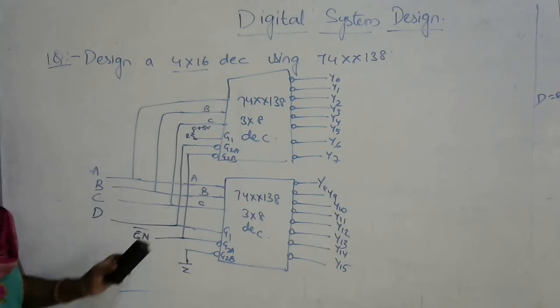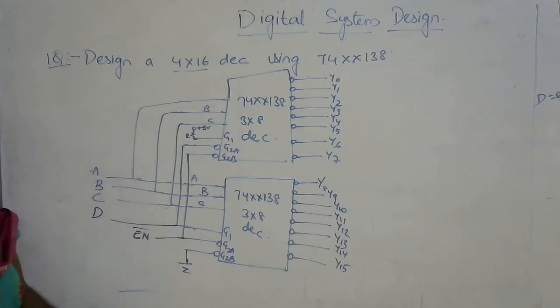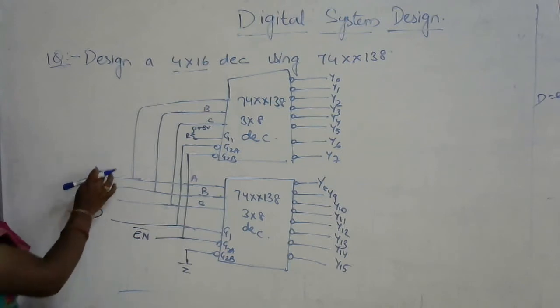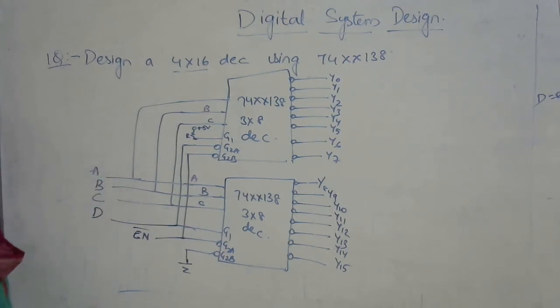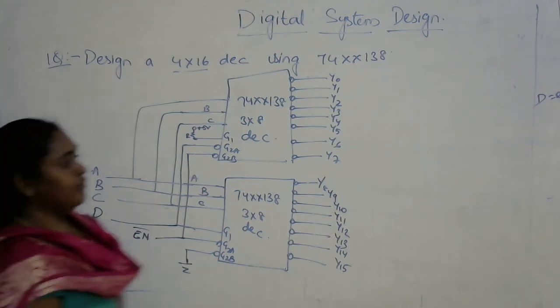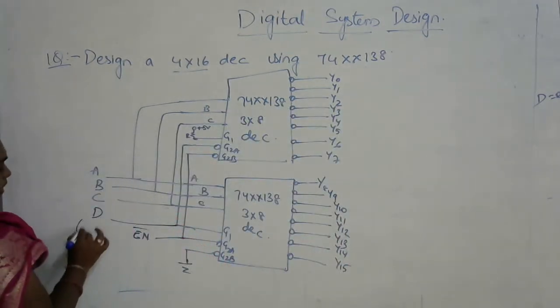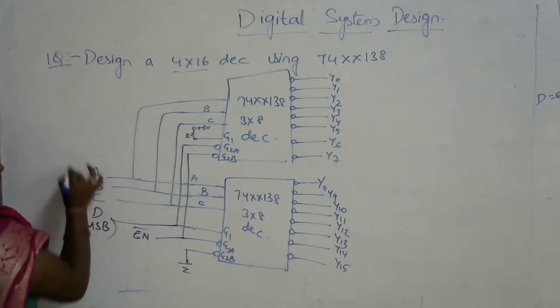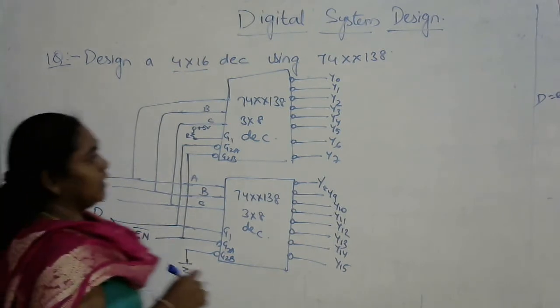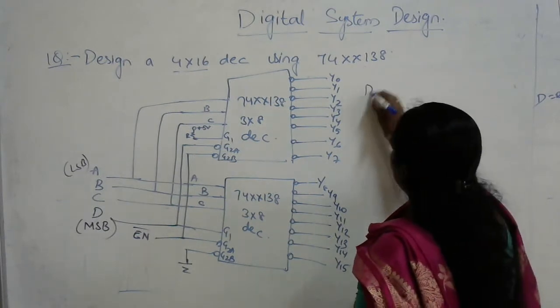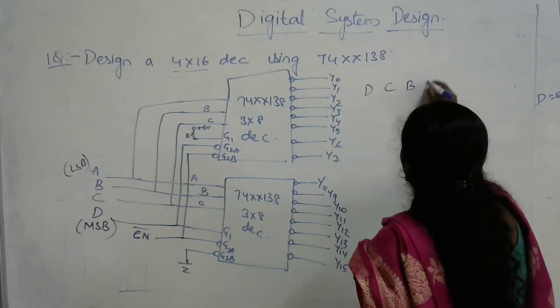Now let me check how this circuit is going to function as a 4 by 16 decoder. As I told you, A, B and C are shorted with both the inputs, so there is no doubt about the A, B, C values of both circuits. Another more important point is that D is an MSB bit and A is an LSB bit. So here I am writing a truth table. As D is the MSB bit, first I am writing D, C, B and A.